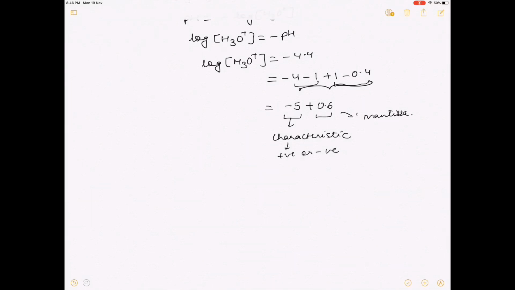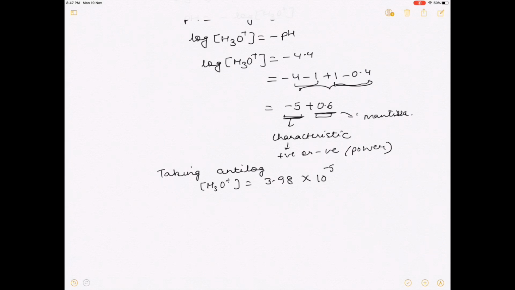Now, this characteristic is the same as the power. So it will appear as the power, and we just have to find the antilog of 0.6. So taking the antilog of 0.6, it comes out to be 3.98 times 10 to the power minus 5, right? So this is how we can find the hydronium ion concentration if pH is given.